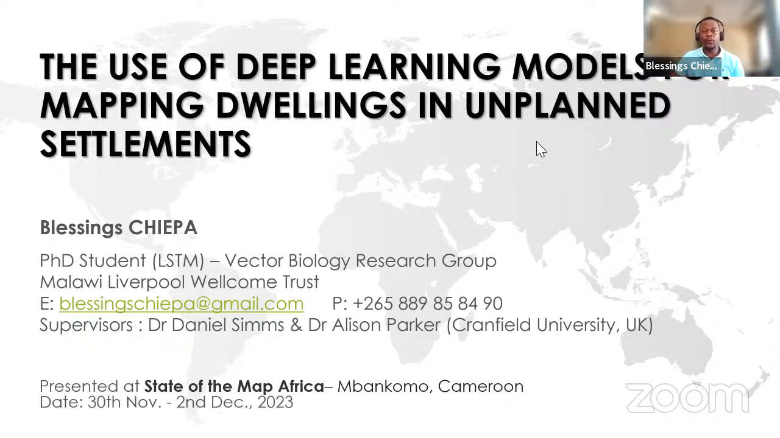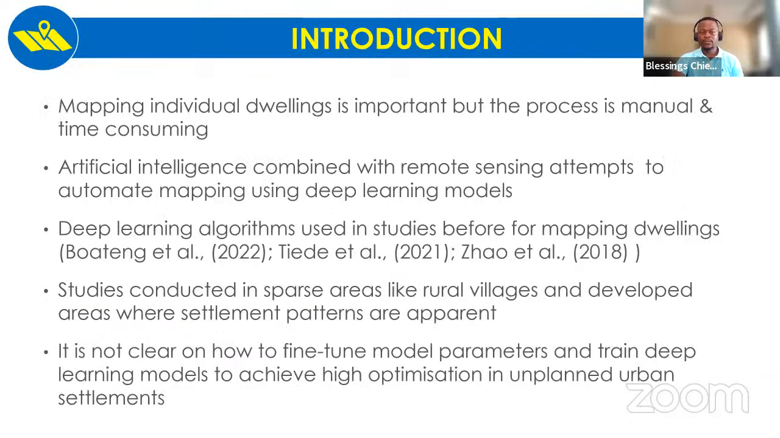So just to give you a bit of an introduction, we understand that mapping individual dwellings is important for urban planning, for emergency preparedness, as well as for offering off-grid services like electricity and water. But the process of creating these individual buildings is slow, time-consuming, and also labor intensive. Recently, the use of artificial intelligence combined with remote sensing has attempted to automate this process of mapping dwellings. And there have been studies before that have used deep learning models to map dwellings.